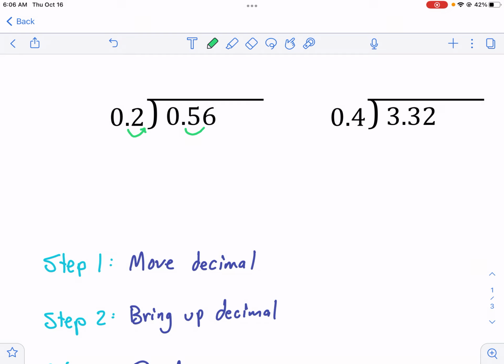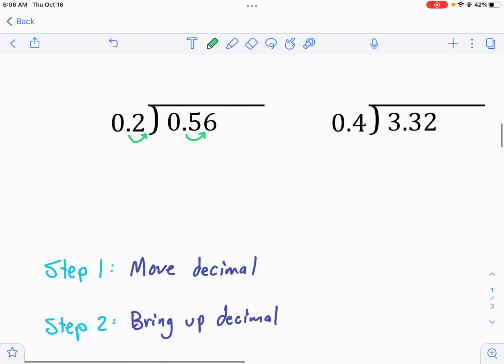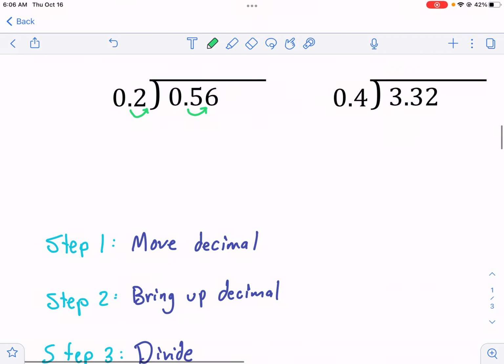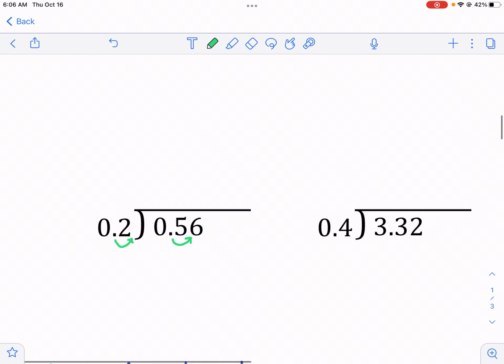And that means we're going to move that number right there. So the decimal gets moved in both the divisor and the dividend. So we have to move both those decimals in order for it to stay balanced. So that's how we're going to move the decimal. So let me show you what that looks like real quick.